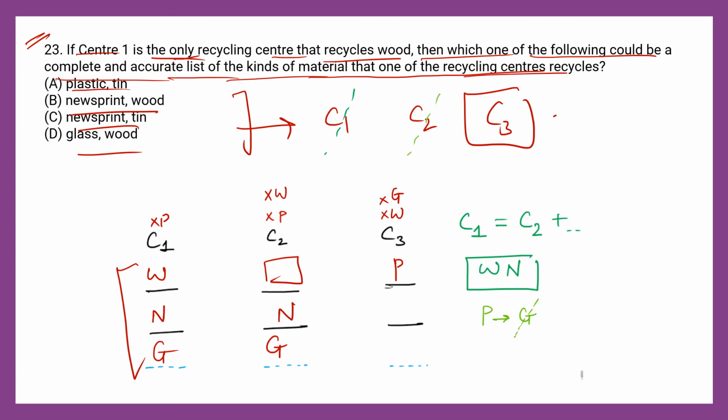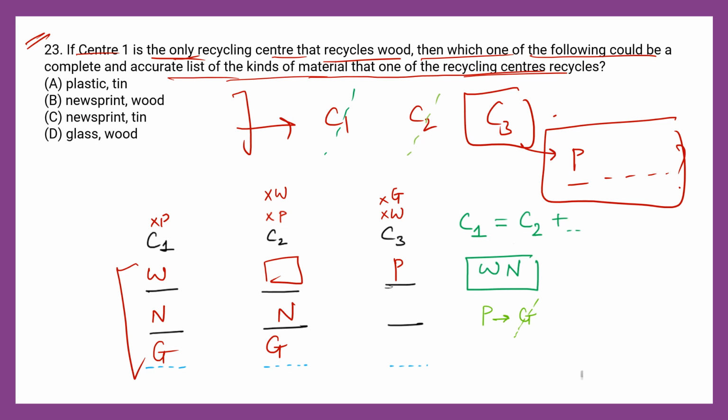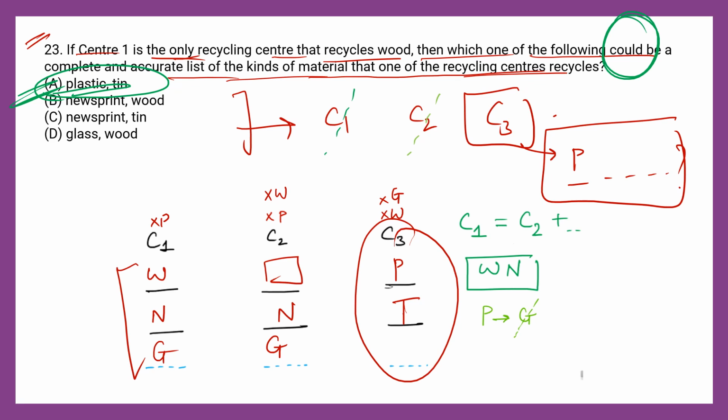Now the thing about C3 is that you know that C3 has P, but you don't know what else it has, right? So let's look for the option that has P, okay? Because that's the only thing you know about C3. Hey, look at option A. It gives you P. This is the right answer. Because you know what? It's not asking us what is an accurate list. It's asking you what could be an accurate list. So if you look at this, I can put a T in here. Now this is an accurate list, right? This is telling you what C3 has. It could be P and T, and therefore the answer is A.